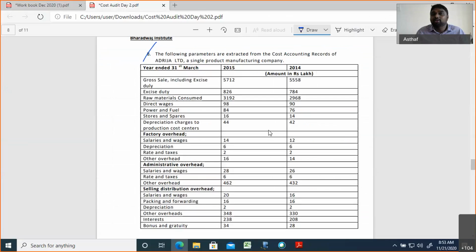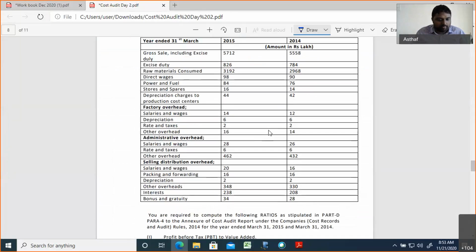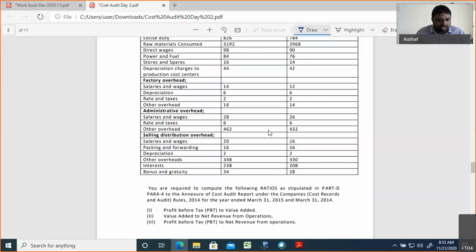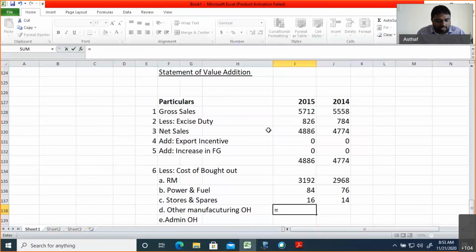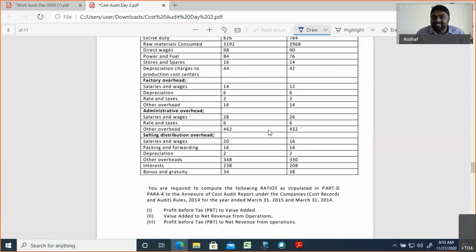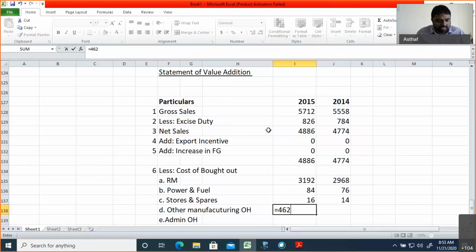1614. See, look here, most of the items are the same. Depreciation will not come. Factory overhead is a manufacturing overhead. Salary will not come. Rates and taxes are for the government, so will not come. Depreciation will not come. Salaries will not come. So only other overhead will come, which is 16.